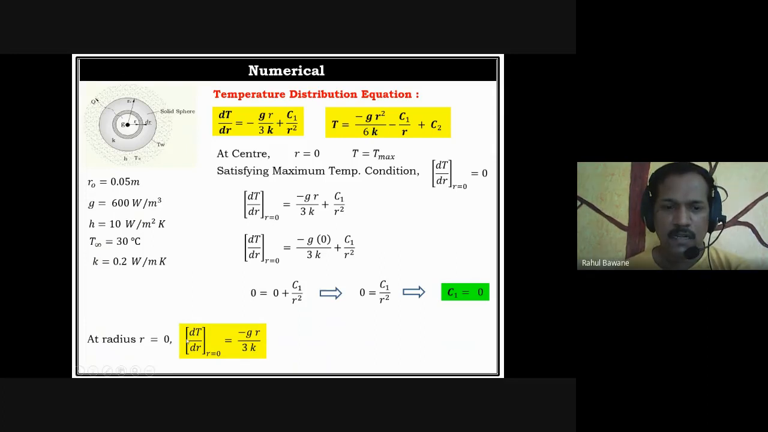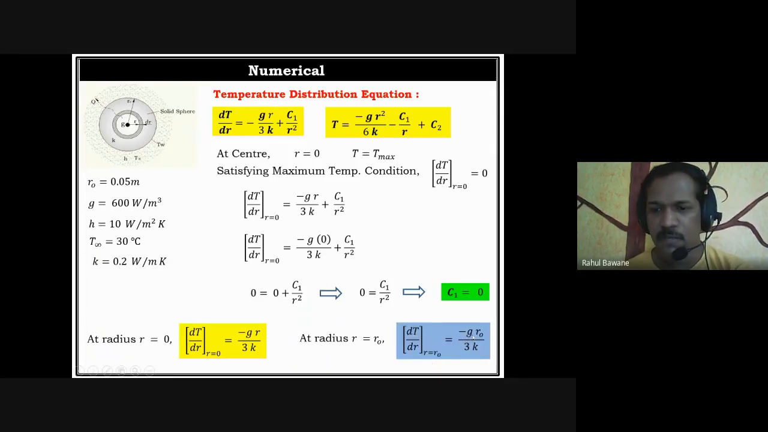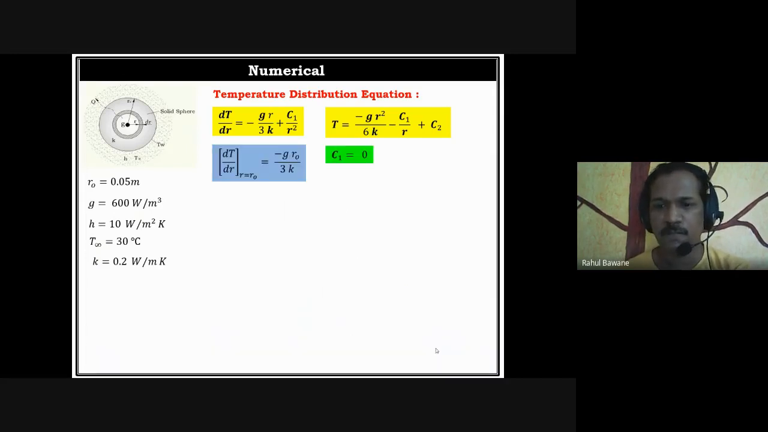Now if I talk about the surface where r is ro, we have to replace this r by ro. So dT by dr when r equals ro will be minus G ro upon 3K. This is the first value, which we are going to replace in our equation to find out the C2. So dT by dr at r equals ro is minus G ro upon 3K. So till now we have these two forms: dT by dr, the temperature, then the value of dT by dr at r equals ro, and the C1 value.